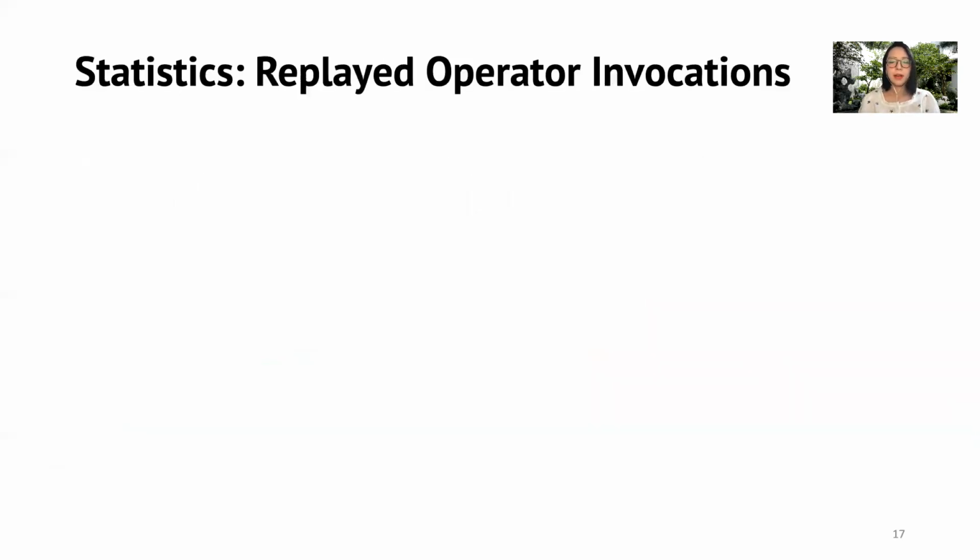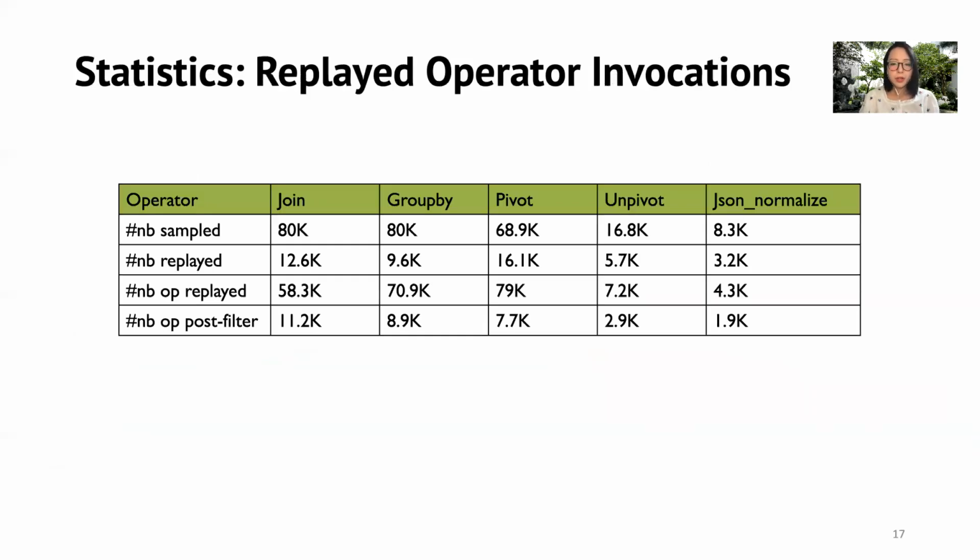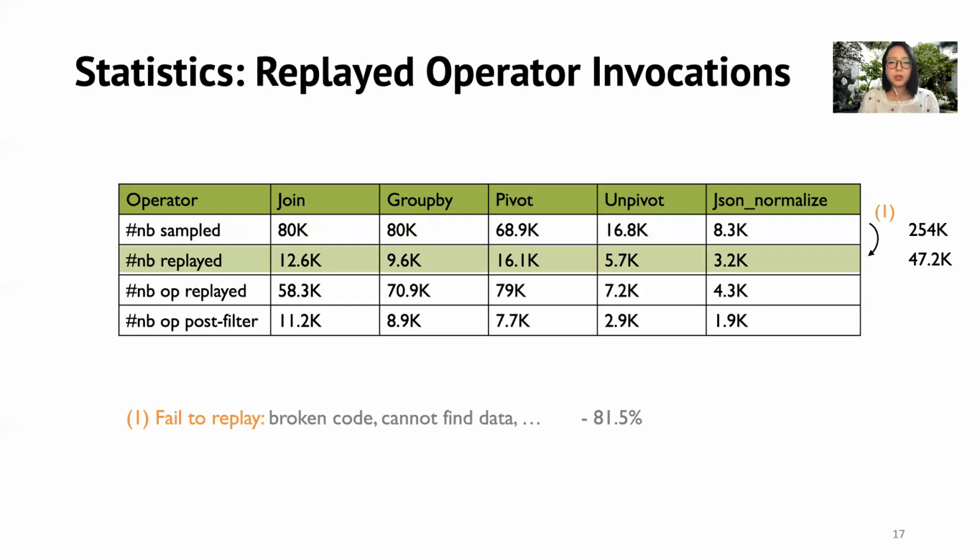Okay, let's see evaluation. First, let's see how many data we have collected. For each operator, we replay a sample of up to 80,000 notebooks which contain that operator. The next row shows the number of notebooks that can successfully replayed. Even though our system tries to automatically resolve issues like missing data and dependencies, a significant fraction of notebooks will still fail to replay due to unresolved data and broken code.